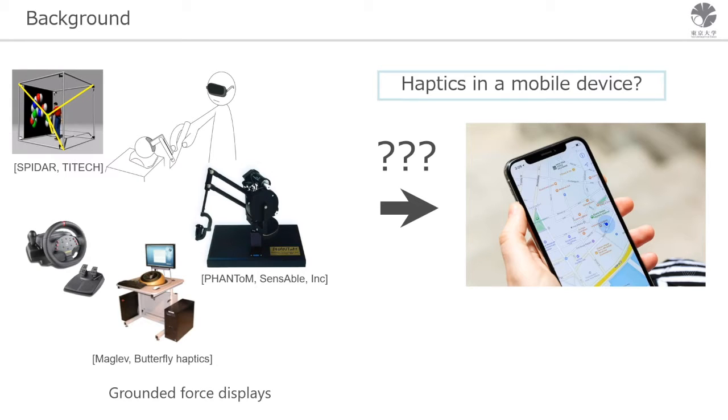There are plenty of haptic displays that provide a richer haptic experience than just vibration. Unfortunately, they usually tend to look like the devices in the left pictures, called grounded force displays. In a grounded force display, both the user and the display must be connected to the ground. So it's very hard to apply this technique to mobile devices.